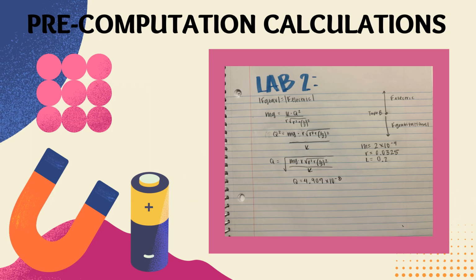Before the lab, I did some calculations. As you can see by the free body diagram, the net force is 0, the electric force is pointing upwards, and the gravitational force is pointing downwards. So these two magnitudes are equal and opposite, as you can see by my little equation. And then I did some algebra and rearranging to solve for the charge on one piece of tape, which ended up being 4.907 times 10 to the negative 8th.